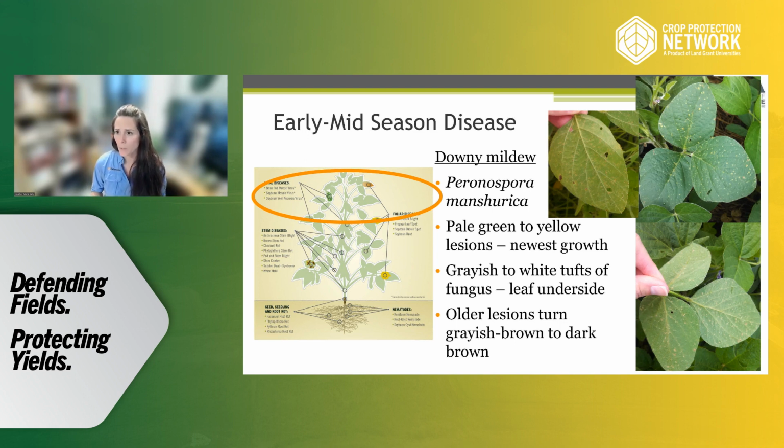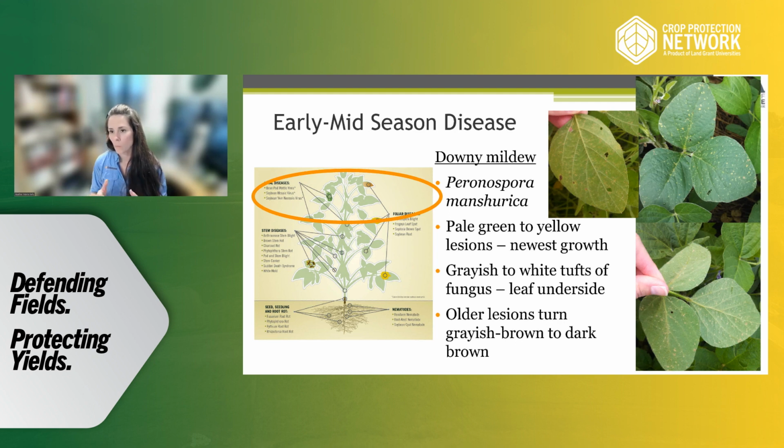In the upper right-hand corner, you see pale green to yellow lesions on the upper side of the leaf, again with the newest growth being most susceptible. When we flip those leaves over, on the underside you can see the grayish to white tufts, fluffy growths of the fungus growing on the underside of the leaf. You can wipe those off with a clean finger, not to be mistaken with, say, chemical residue left on the leaf.